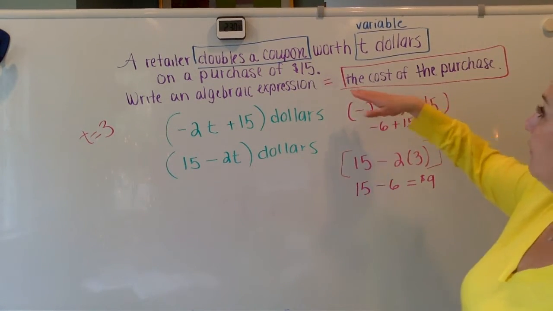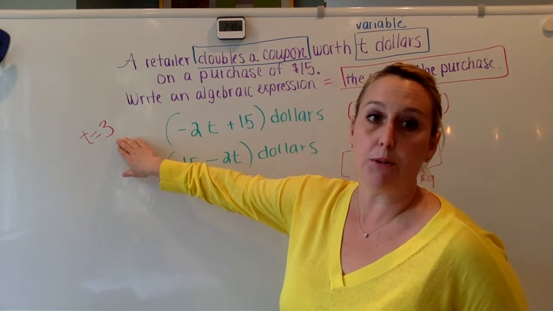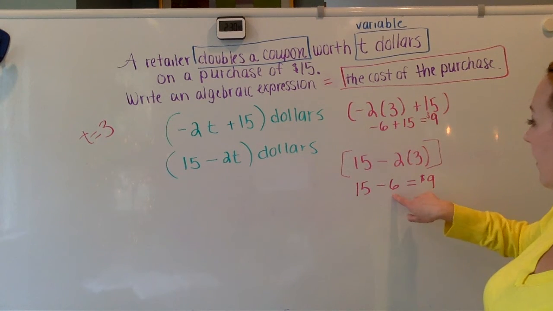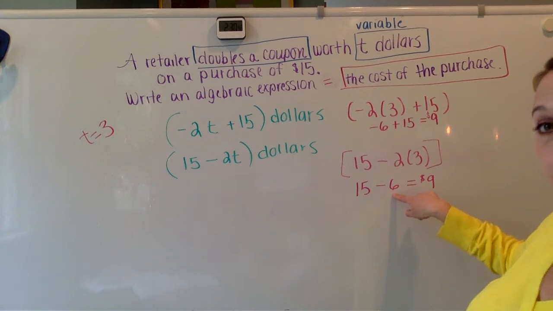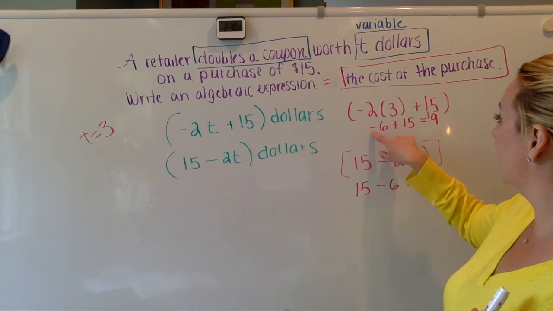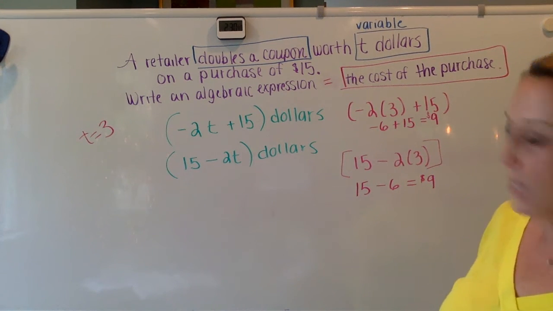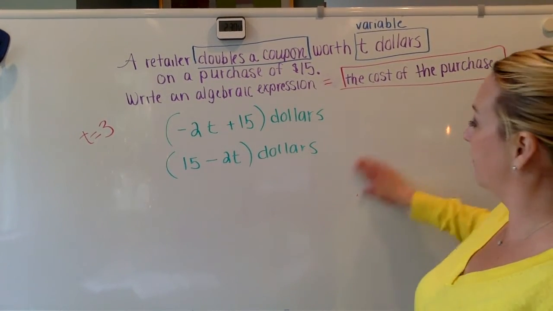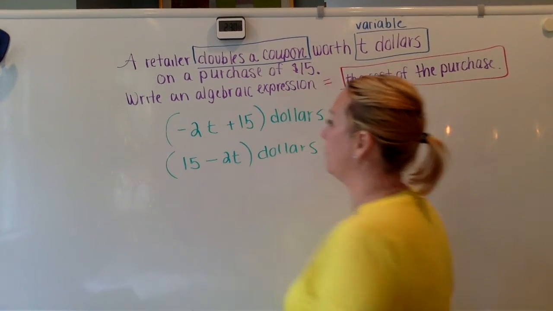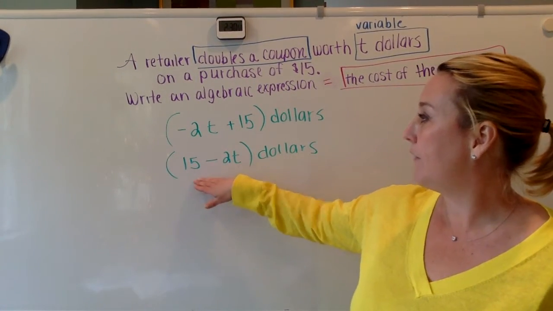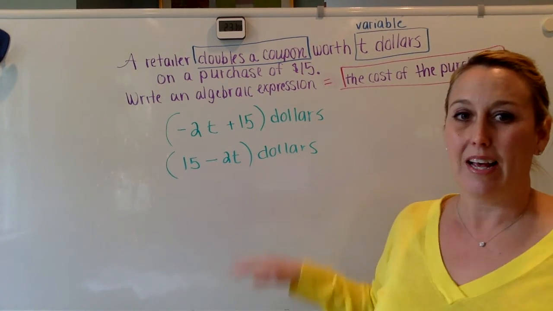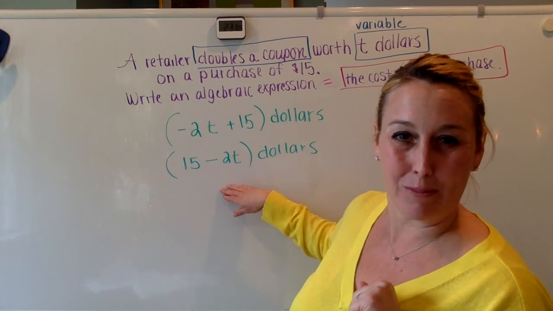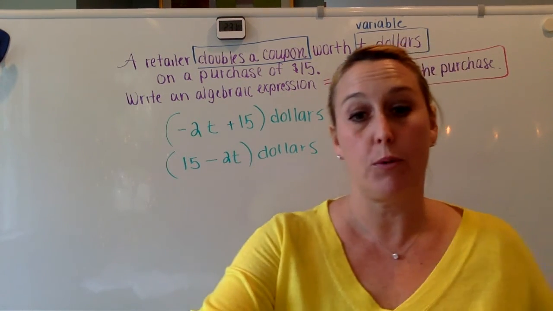It would make sense if a coupon is doubled. Well, if 3 is doubled, it's 6, right? Which is why we have this negative 6 and this negative 6. It's being taken off the purchase price. 15 minus 6 is 9. Negative 6 plus 15 equals 9. So I proved my point. The expression to represent the cost of the purchase is negative 2t plus $15, or 15 minus 2t dollars. And let's be honest, I think my way, this expression makes more sense than the book's way, but I wanted to show you both because they're both mathematically correct.